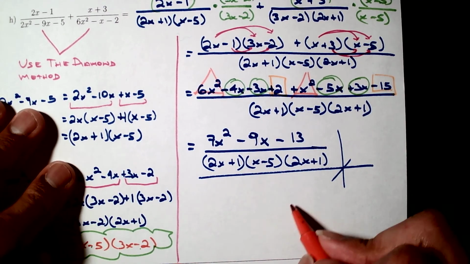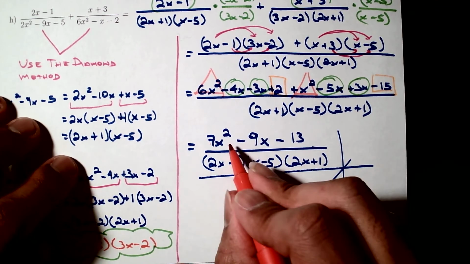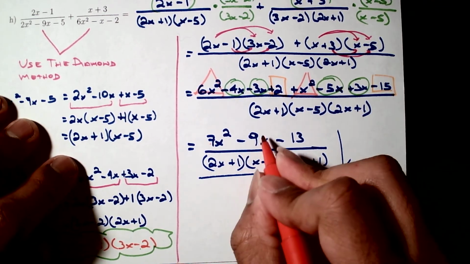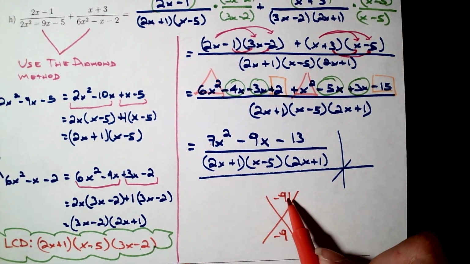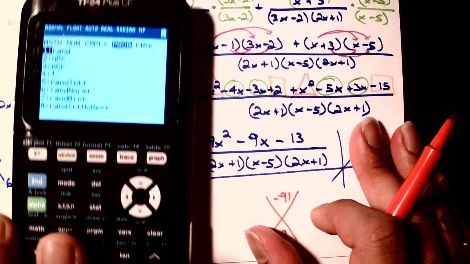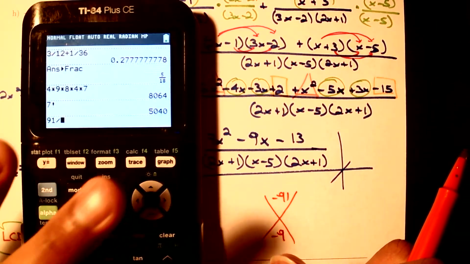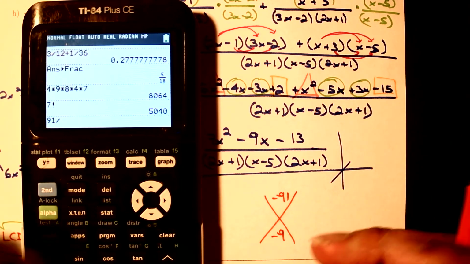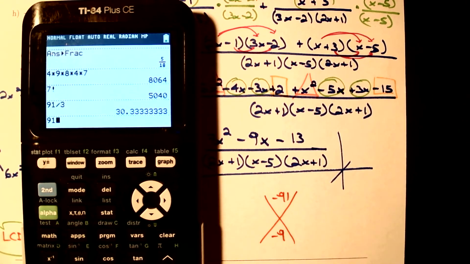So 7 times negative 13, that's negative 91. And then bring down the middle coefficient. Well, are there any factors of negative 91 that add up to 9? Well, if we use a calculator, let's see. 91, I'm going to divide that by, well, it's not divisible by 2, it's not divisible by 3 either. Well, 91 is not divisible by 4. It's not divisible by 5, not divisible by 6 either.